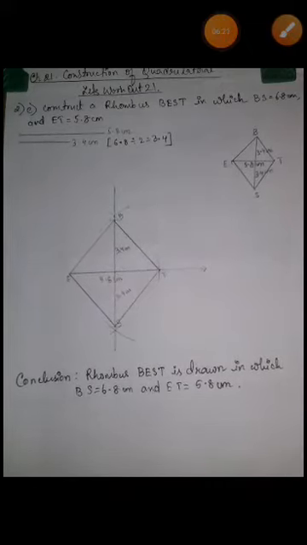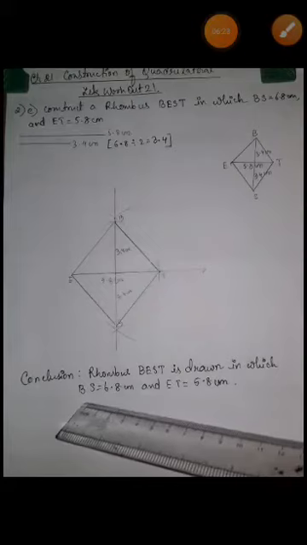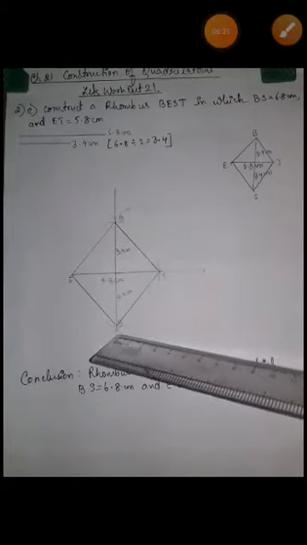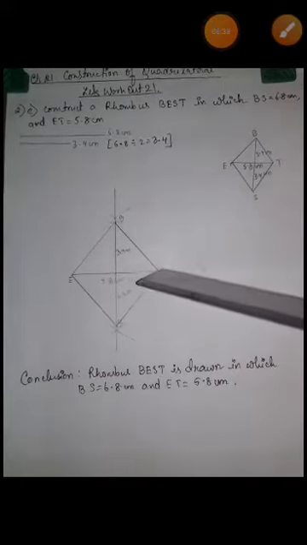You are going to write the conclusion after doing the construction, that rhombus BEST is drawn in which BS equals to, that means this perpendicular or the vertical diagonal, which is 6.8 centimeter, and ET equals to, that is the horizontal diagonal, which is 5.8 centimeter.